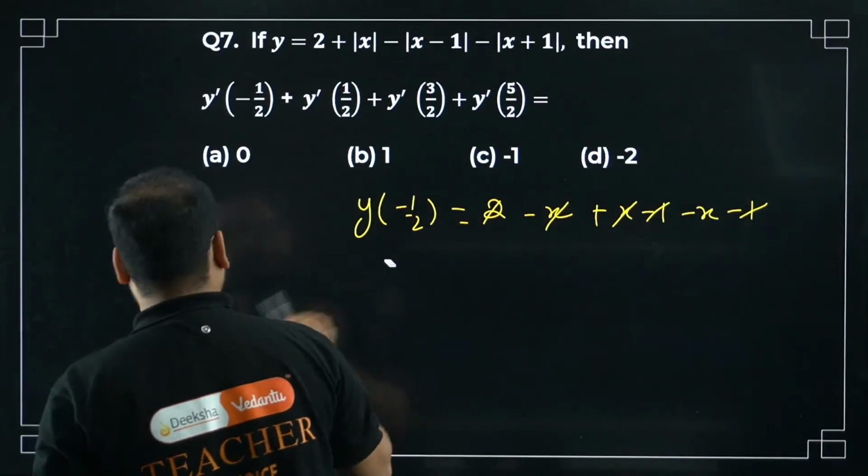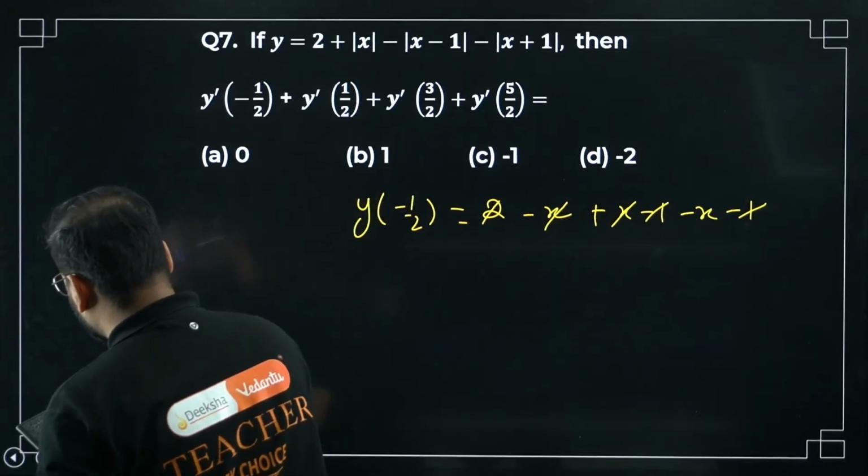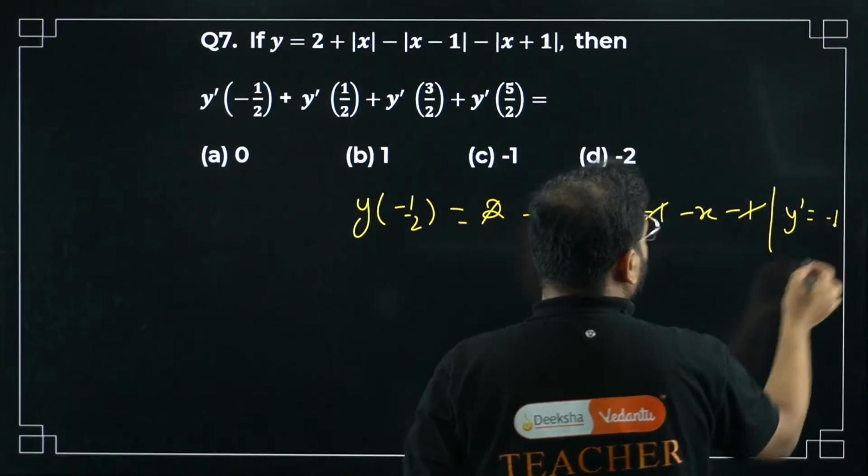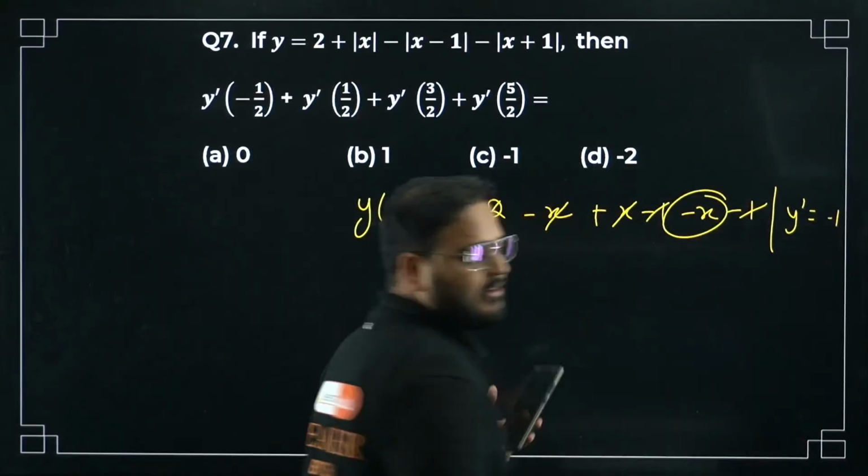One second. So the derivative will become simply minus 1, no? There, so for this the derivative is nothing but minus 1. For this, x will be minus 1, right? So the derivative is minus 1.